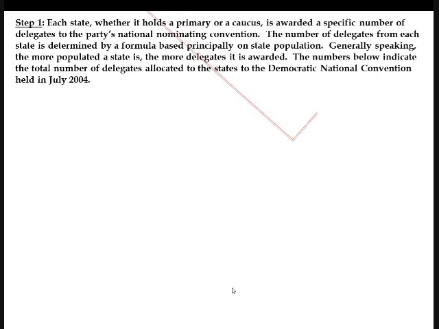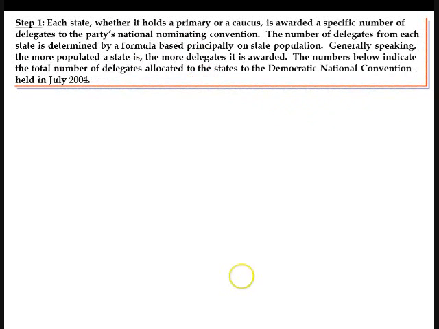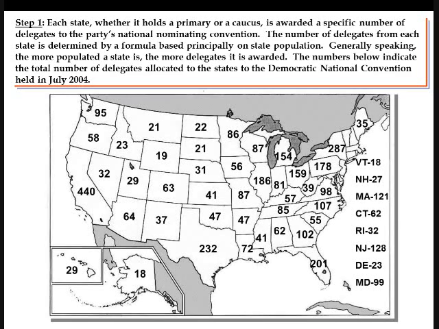We begin as we did with our explanation of presidential preference primaries, by acknowledging that each state is allotted a certain number of delegates to the party's national nominating convention. Again, here we see the number of delegates from each state to the 2004 Democratic National Convention.